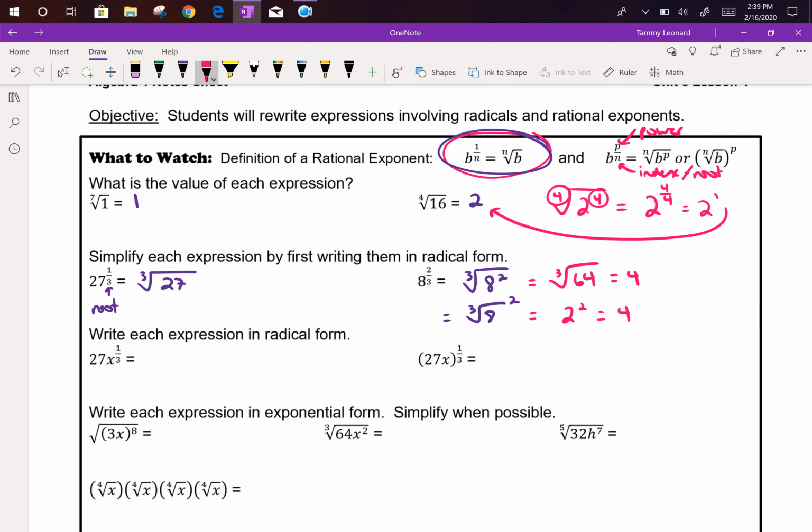Let's go back and simplify the first problem in this section, the cubed root of 27. You know that the cubed root of 27 is 3 because 27 is 3 cubed.